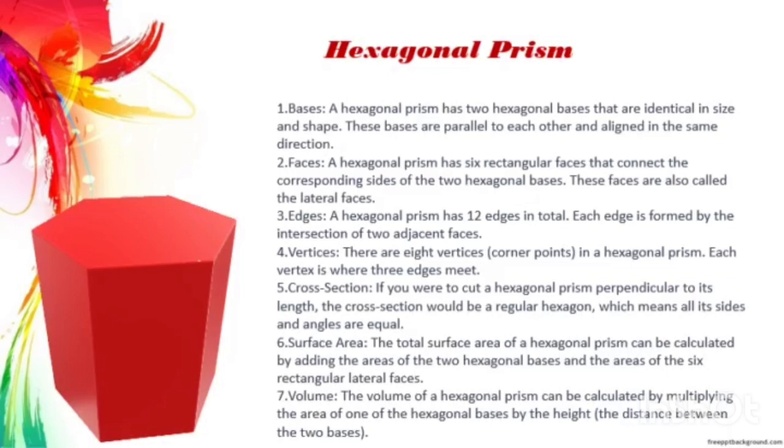Surface area. The total surface area of a hexagonal prism can be calculated by adding the areas of the 2 hexagonal bases and the areas of the 6 rectangular lateral faces. Volume. The volume of a hexagonal prism can be calculated by multiplying the area of one of the hexagonal bases by the height, the distance between the 2 bases.